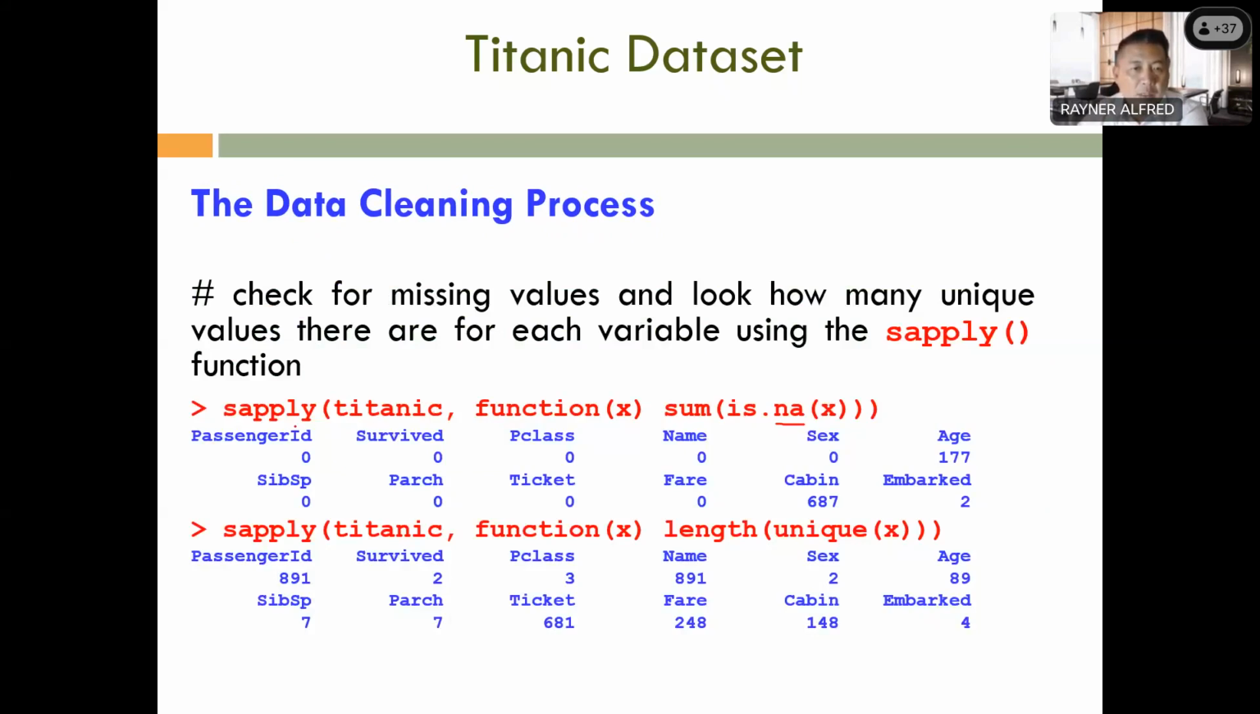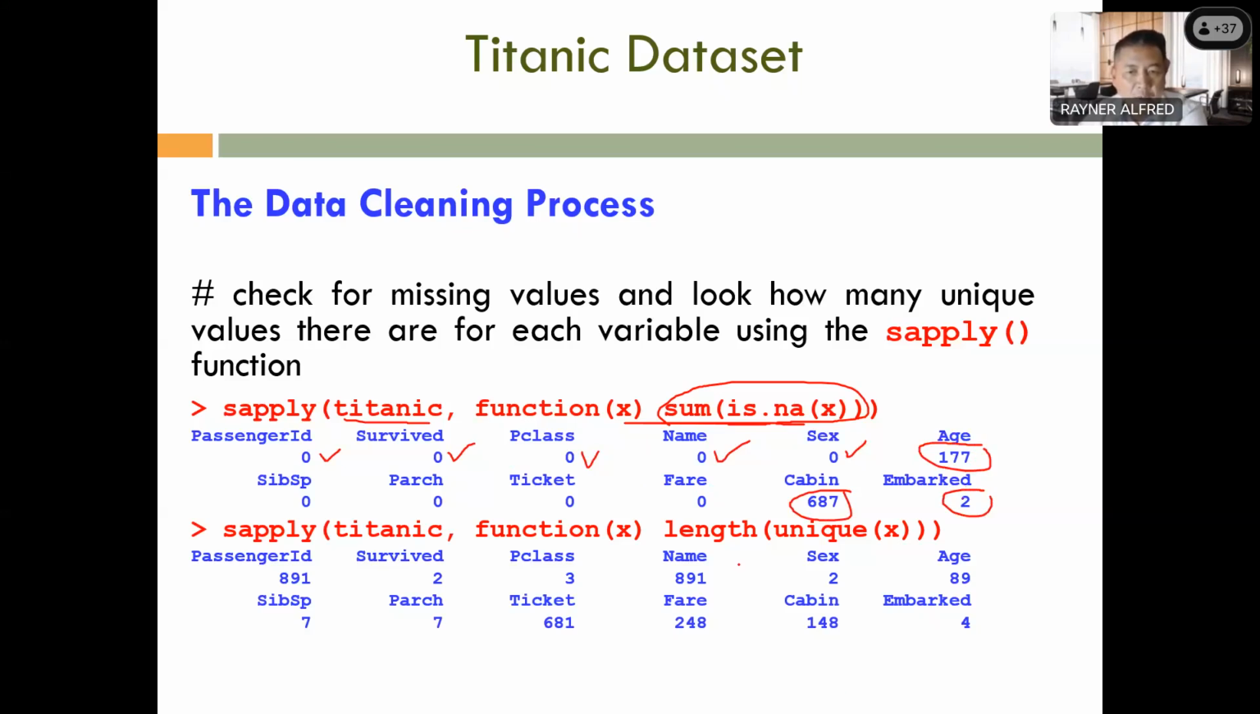So what we do is sum up the number of missing values that we have for all the columns in this Titanic dataset. We can see that passenger ID has no missing value, survive has no missing value, so all these are 0. But we have this age, we have this cabin, and we have this embarked. So we need to handle these missing values before we can proceed.